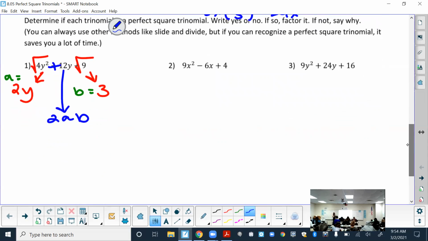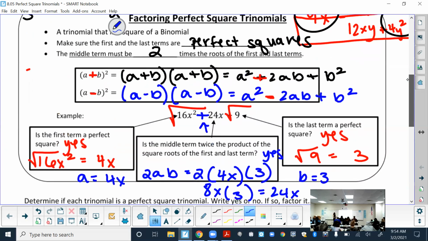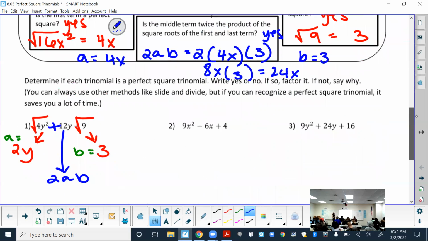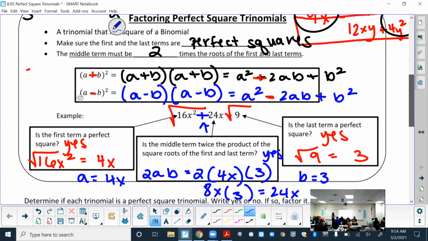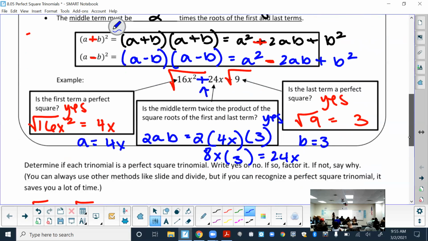Anyone confused on anything we've done so far? How do you get something like 2? It's the definition of what the middle term is supposed to be from up here. If it is positive, then it's a positive 2ab. If it's minus, then it's negative 2ab. All right. So now plug in your a value and your b value and see if you do get that middle term.